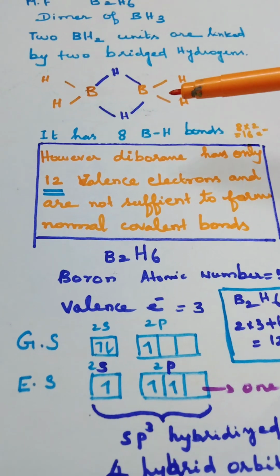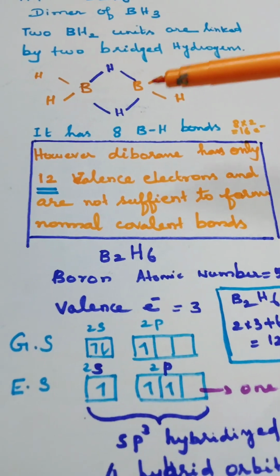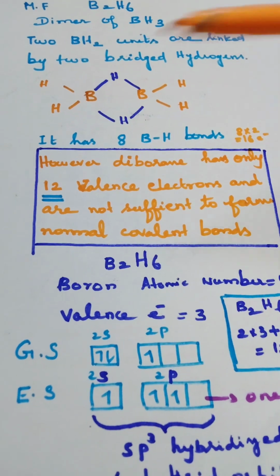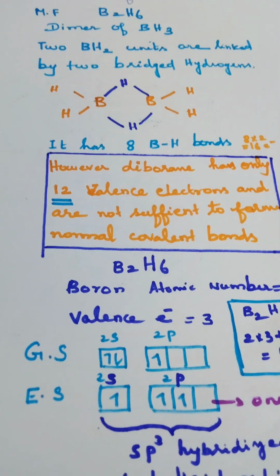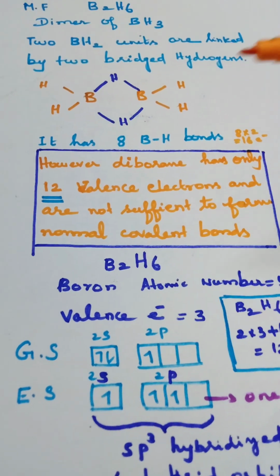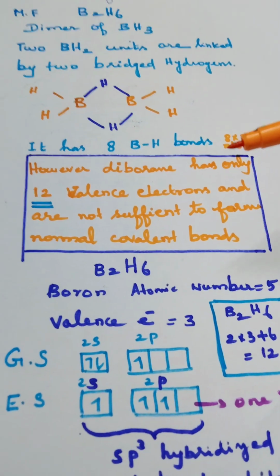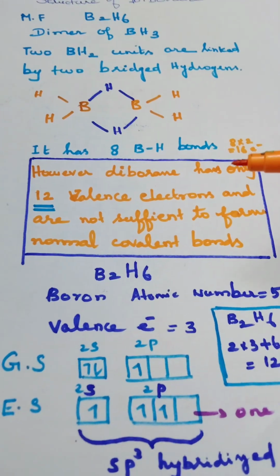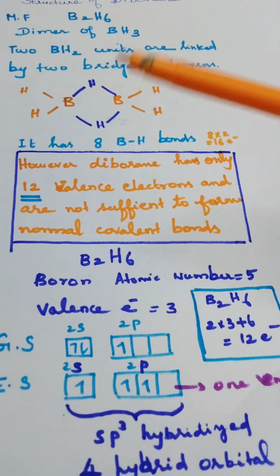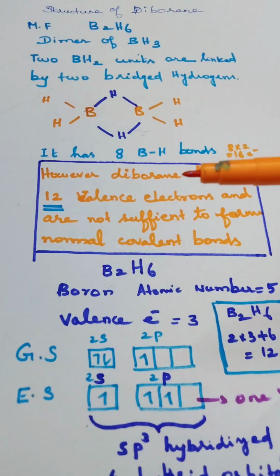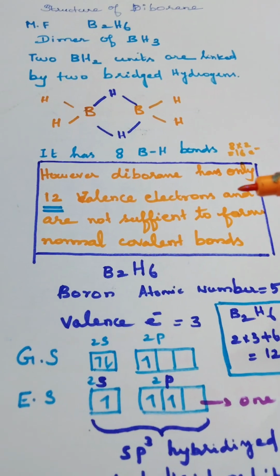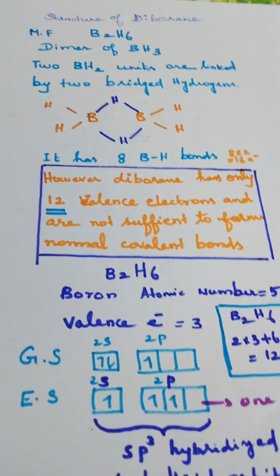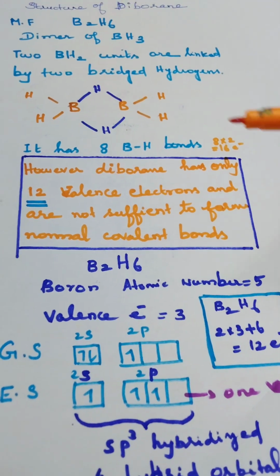In order to form 8 BH bonds, how many electrons are required? 8 into 2, 16 electrons are required to form normal covalent bonds. But diborane has only 12 electrons. Let me explain. Diborane has only 12 valence electrons, which are not sufficient to form normal covalent bonds. The required number of electrons is 16.